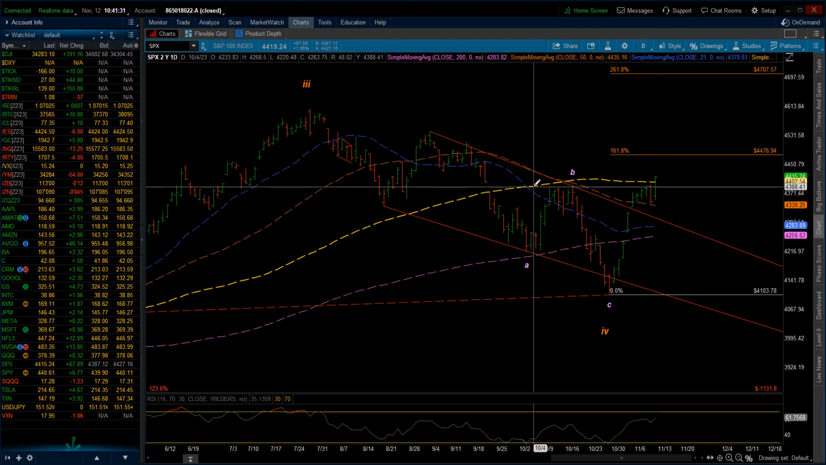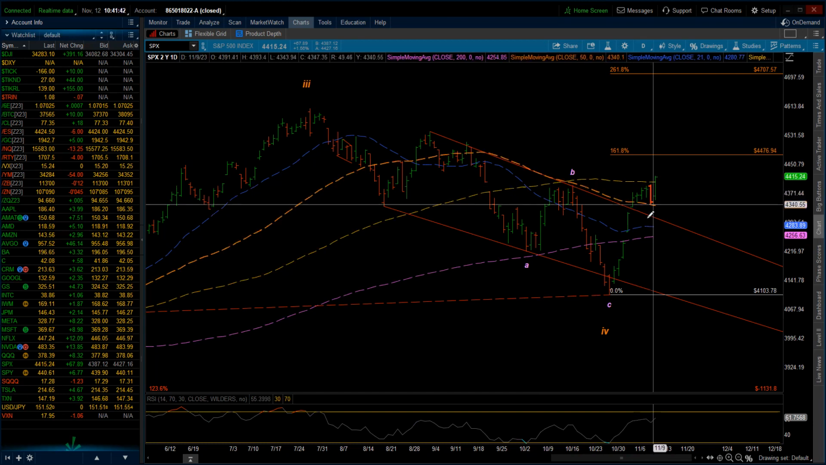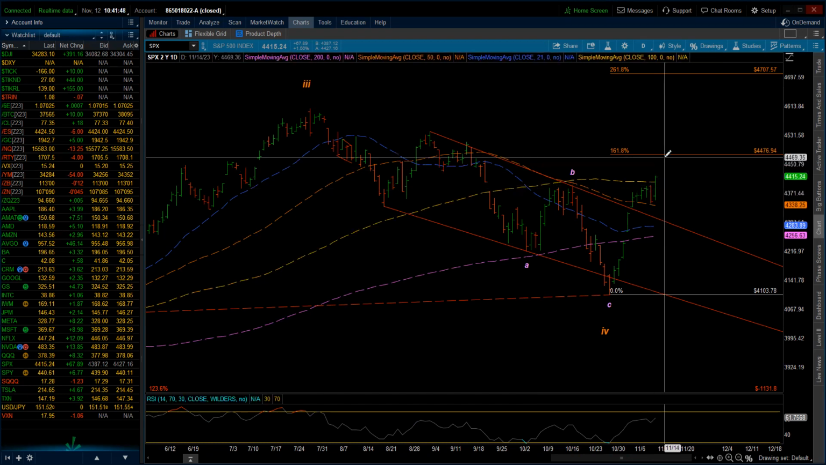4402. So there, if we get our first support coming back down, and then we have additional support at this high of 4390. So even if we're going to just pull back a little bit, 4402 to 4390 may contain it before we put in another leg up.